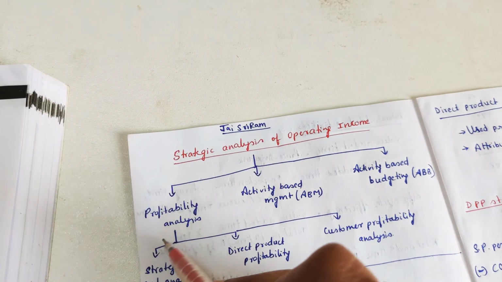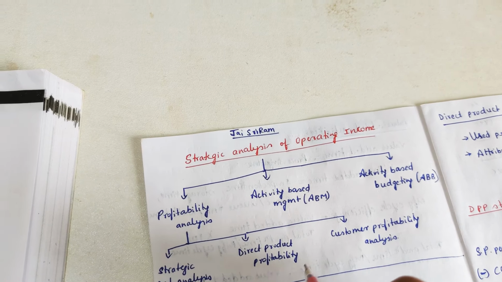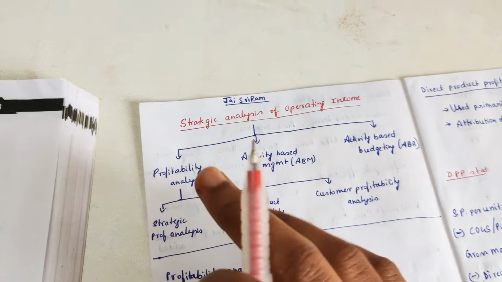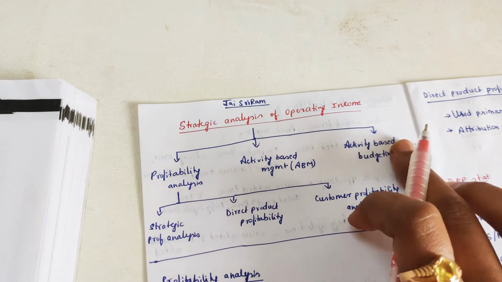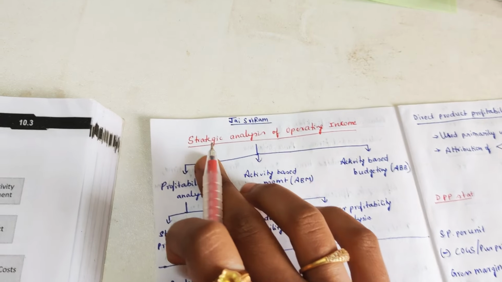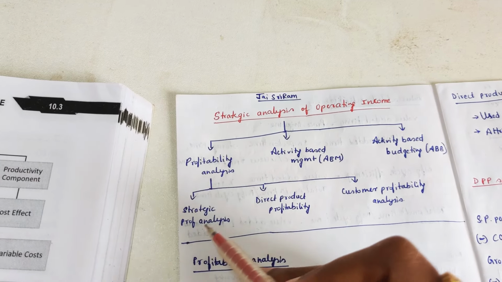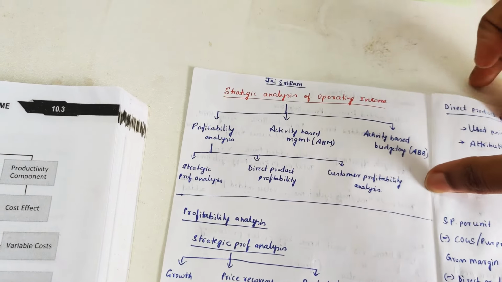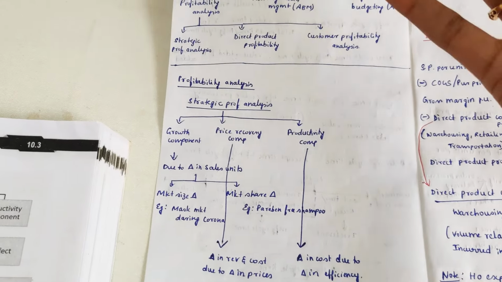The three points under profitability analysis are strategic profit analysis, direct product profitability, and customer profitability analysis. The second point is activity based management. The third point is activity based budgeting. These two things we'll see later. First, very important, the profitability analysis. The first one is strategic profitability analysis. Under it, you have three things: how do you strategically analyze the profit?